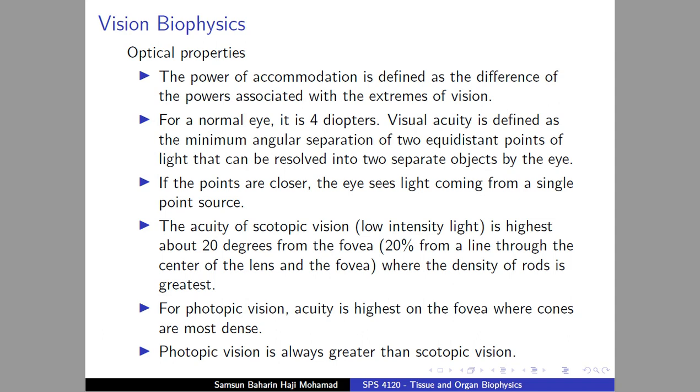The acuity of scotopic vision, low intensity light, is highest about 20 degrees from the fovea, a line through the center of the lens and the fovea, where the density of rods is greatest. For photopic vision, acuity is highest on the fovea where cones are most dense. So photopic acuity is always greater than scotopic acuity.